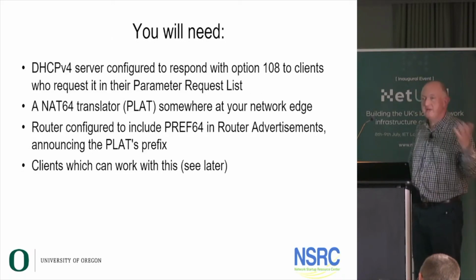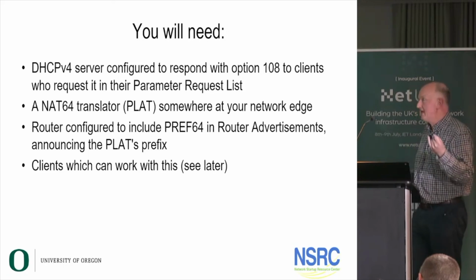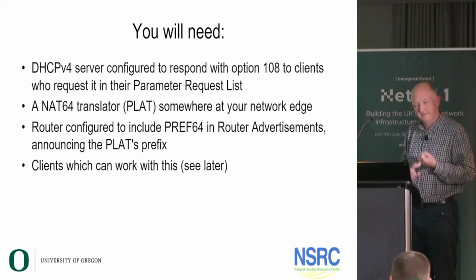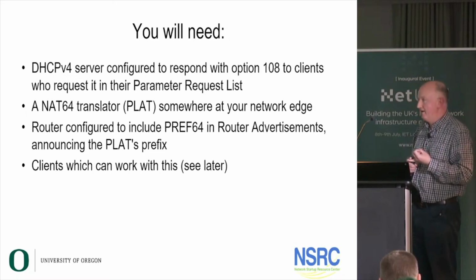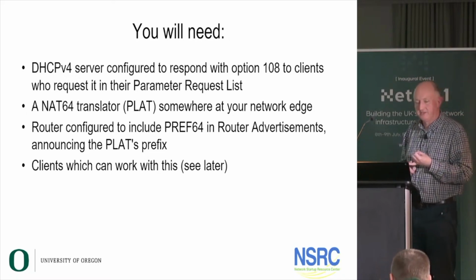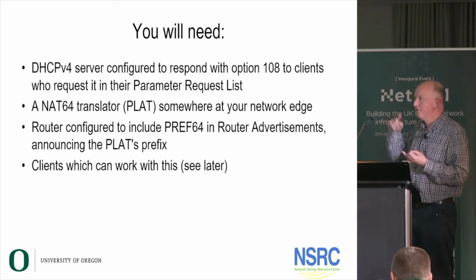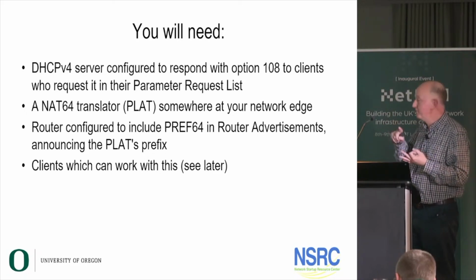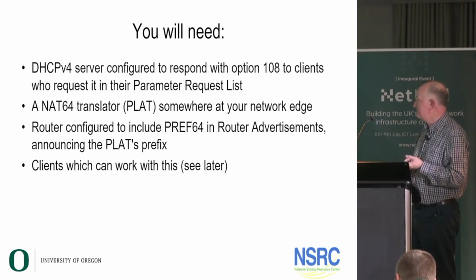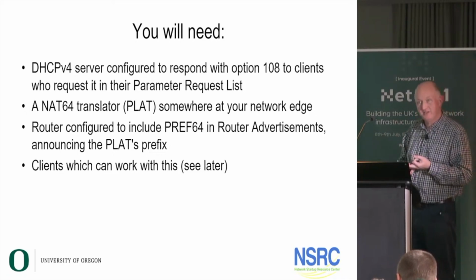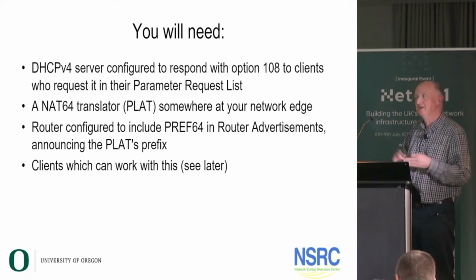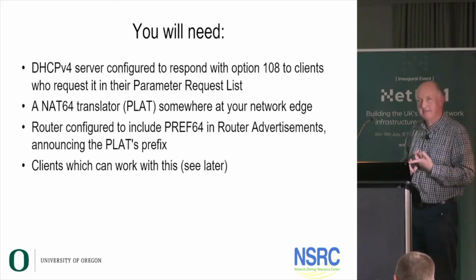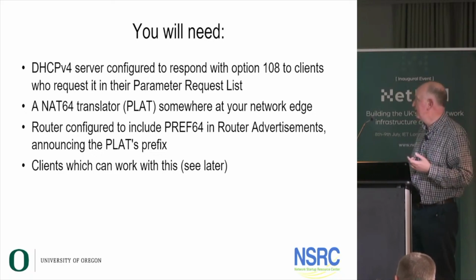So what do you need to make this stuff work? Well, you need a DHCP v4 server, which is configured to respond with option 108. And that's really easy because any DHCP server worth its salt, you just add that into the list of options that it returns. You will need a NAT64 translator, the PLAT, somewhere in your network. You will need to configure your routers to include Pref64 in their router advertisements for IPv6 so that the clients can learn where your PLAT is. And you need clients which are compatible with this way of working, which I'll talk about a little bit more.